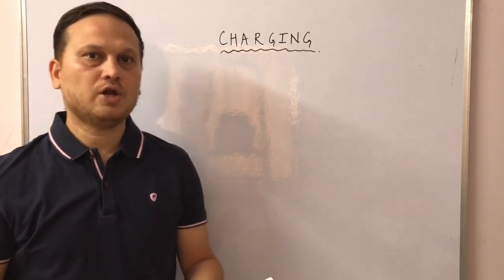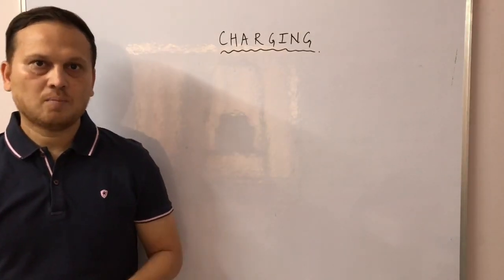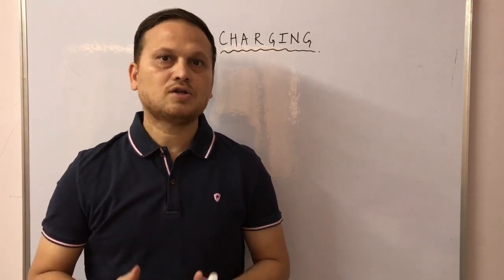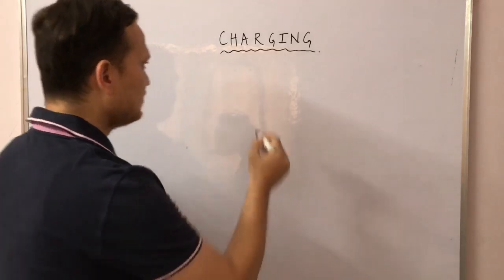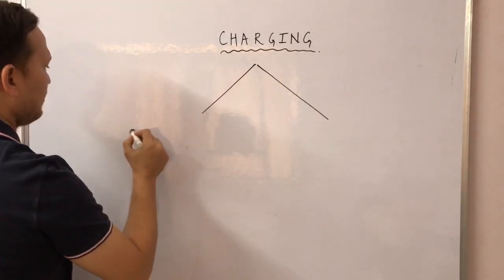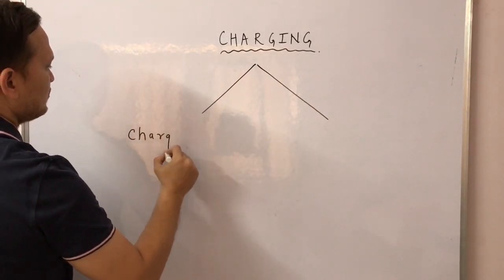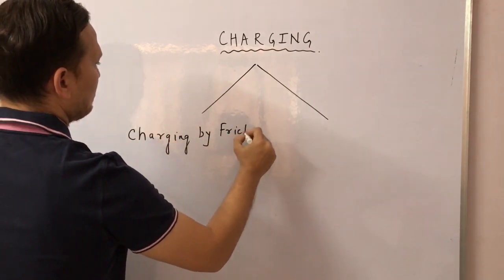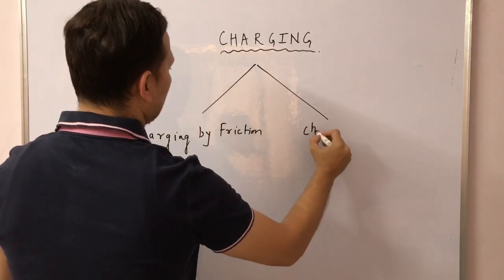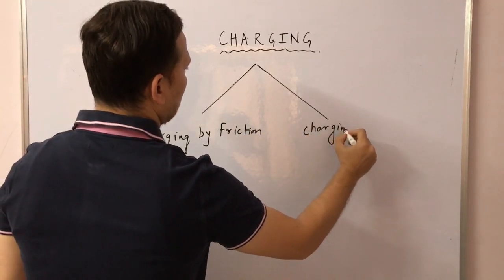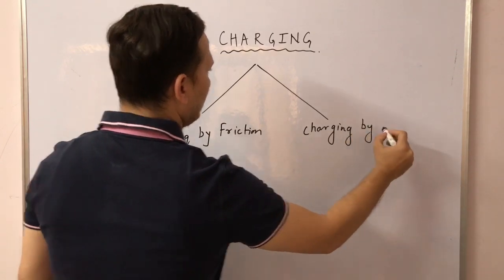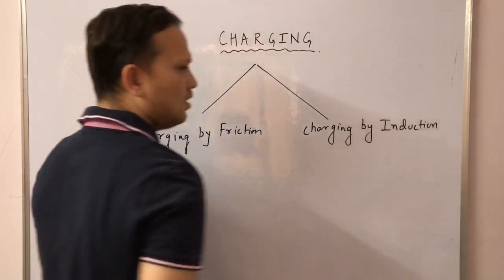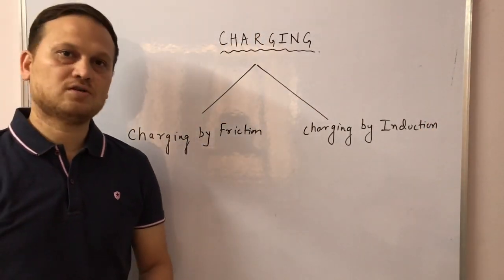See, we have a neutral body around us. But can a neutral body be charged? Yes, it can be charged. Charging can be done in two ways, that is by friction and by induction. Charging by friction, and the other method is charging by induction.